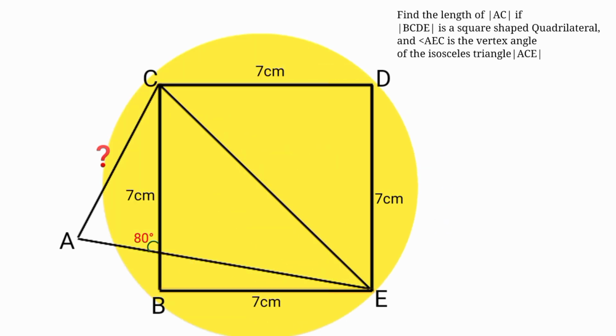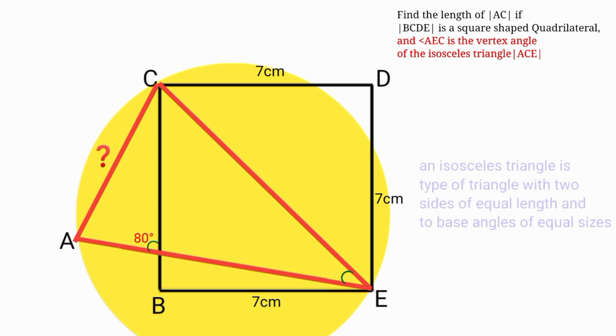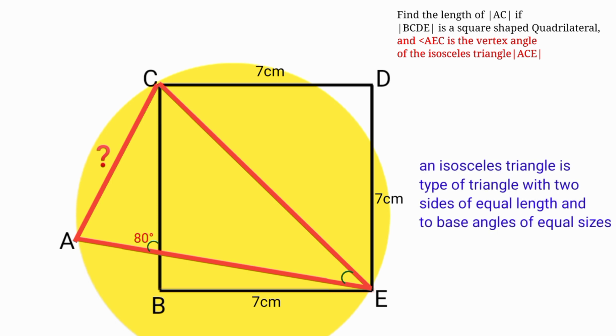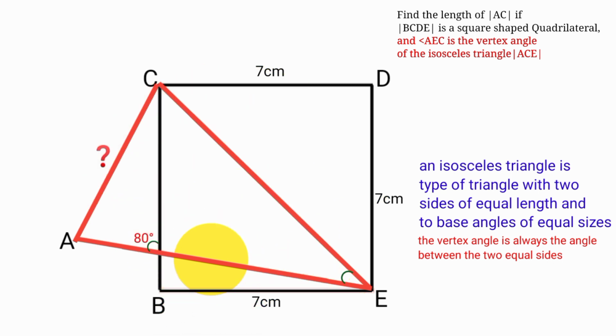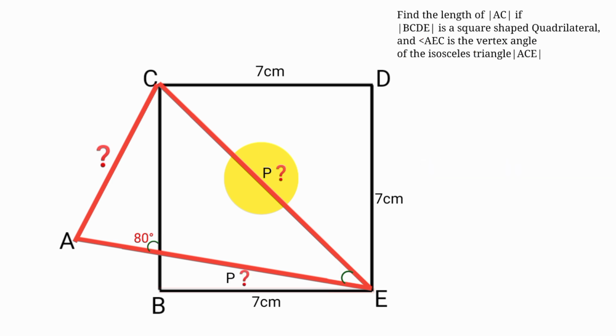Going back to the second data given here, that this angle AEC is the vertex angle of this isosceles triangle ACE. An isosceles triangle is a type of triangle with two of its sides equal in length, and the vertex angle is the angle the two equal sides make with each other. That is, this side AE and this side CE are equal in length each. Let's label them P each. So what is the value of P now?